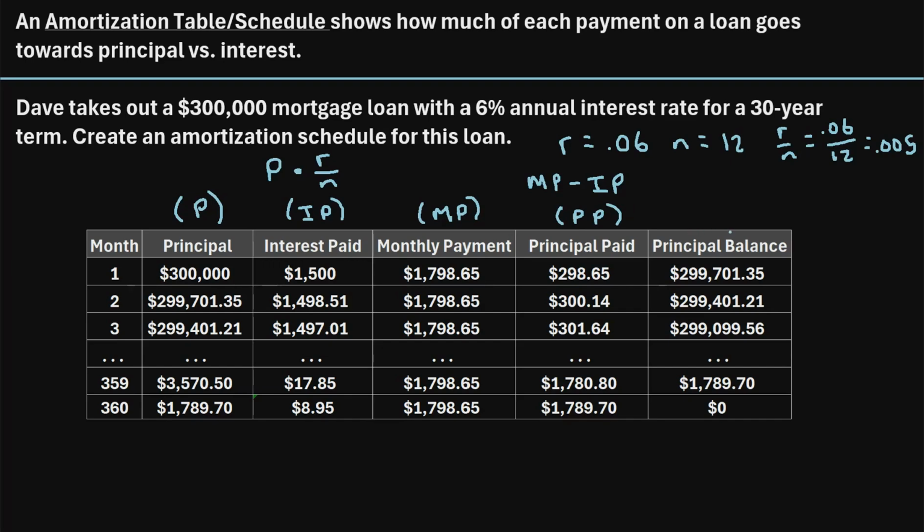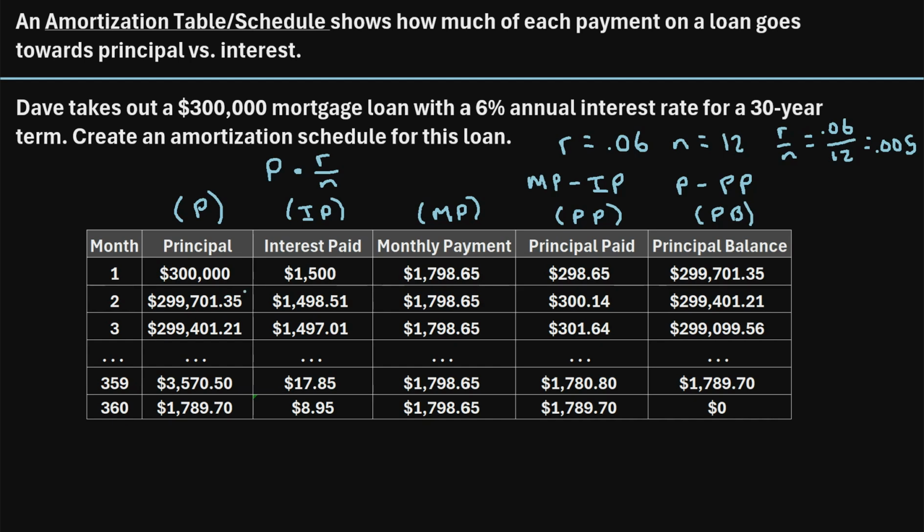Now the very last column is the principal balance. We know that we started with a principal of $300,000, and in this first month, $298.65 went towards paying down the principal. So all we have to do to calculate this value is the principal minus the principal paid. Let's write P minus P. So $300,000 minus $298.65 leaves us with this remaining principal balance. We can label this PB if we want to. That's how we calculate the first row of values.